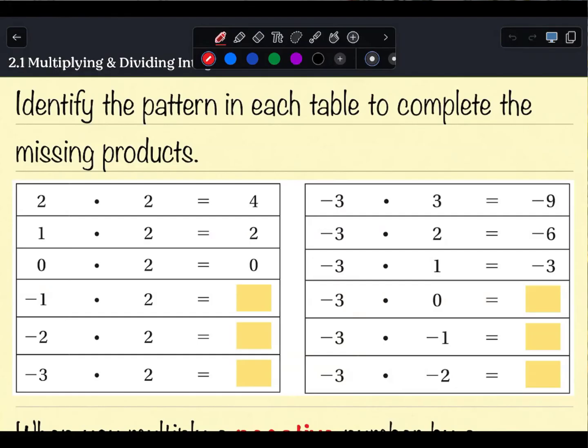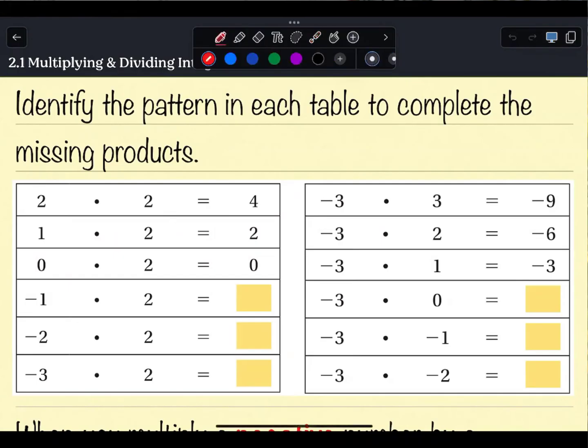And just like we started with chapter 1, we're going to focus on integers first. So today we're just looking at integers, your positive and negative counting numbers, and we're going to see based off this table here if we can identify a pattern when it comes to using multiplication. So you already know that 2 times 2 is 4. You know that 1 times 2 is 2, and you even know that 0 times 2 is 0. But what happens when we multiply by negatives?